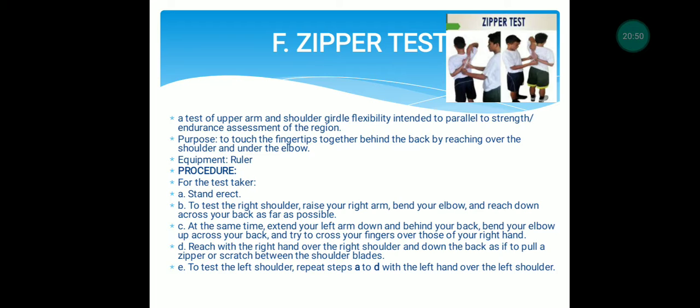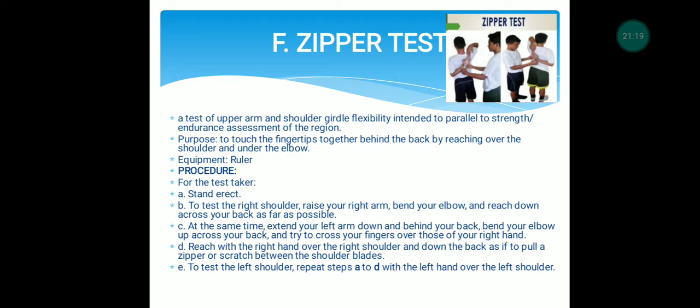Equipment is the ruler. For the test taker, stand erect. To test the right shoulder, raise your right arm, bend your elbow, and reach down across your back as far as possible. At the same time, extend your left arm down and behind your back. Bend your elbow up across your back and try to cross your fingers over those of your right hand.